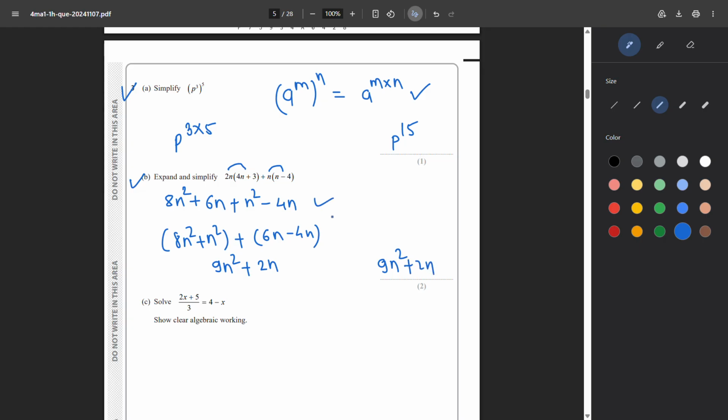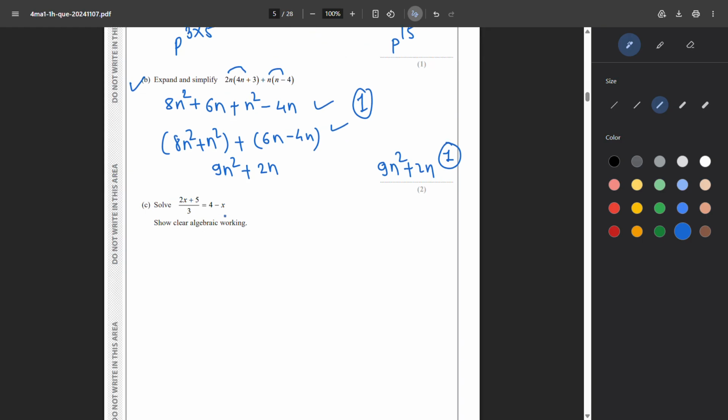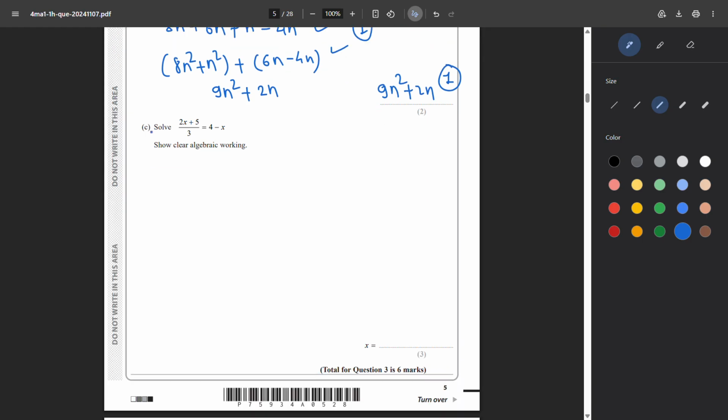Just show these two steps, you will get 2 marks. For this step you will get 1 mark, and for this answer you will get 1 mark. So you will get 2 marks here. Okay, now question number 3c.